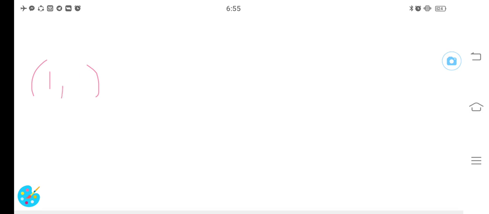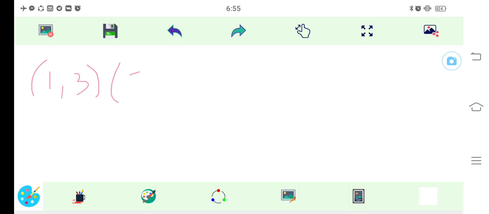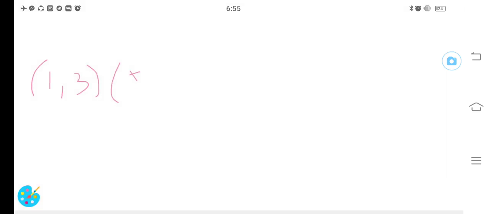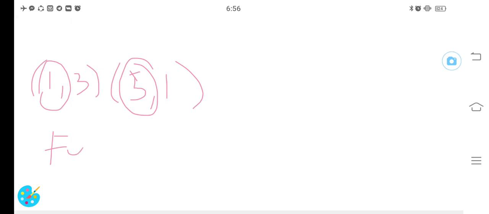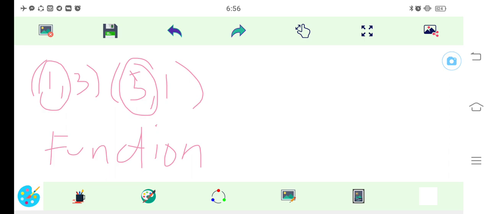So, direct class. How about this? 5, 5, 1. Are your X repeating? No. They are all different. So, this is a function, if there is no repeating X. It is okay for Y to repeat, but X cannot repeat.